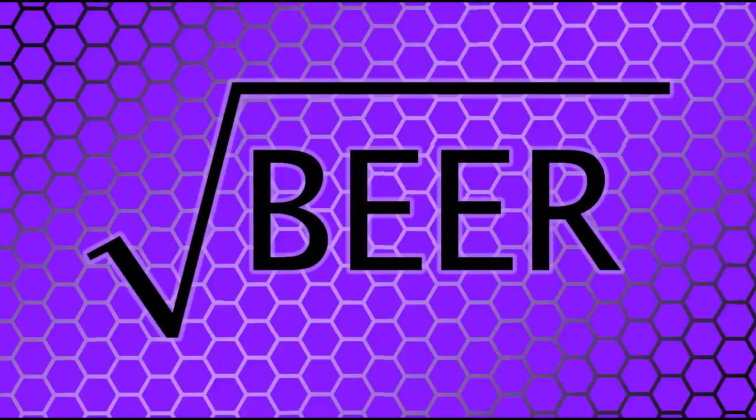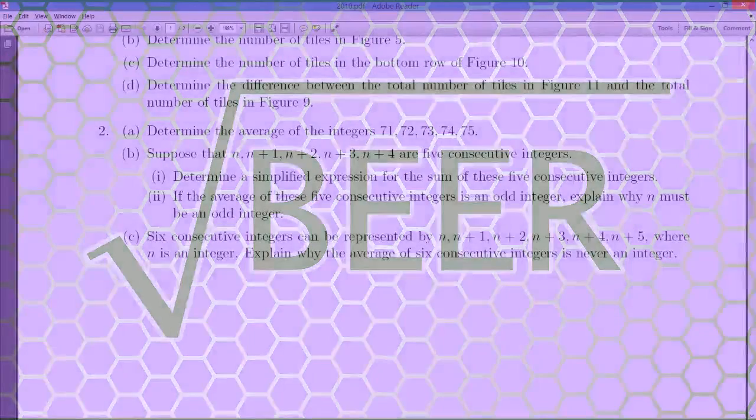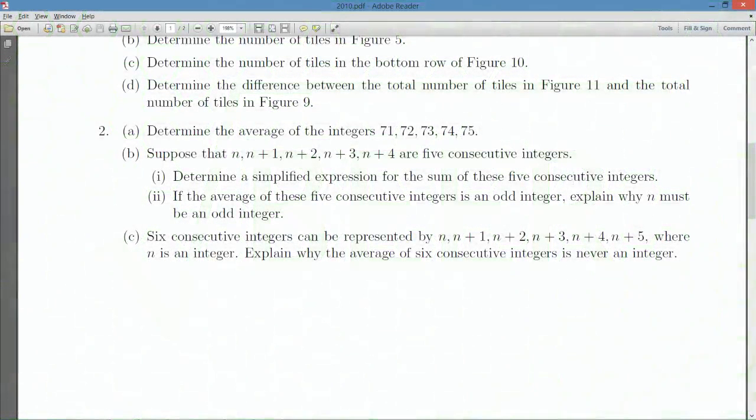We're going to continue on with the 2010 Fryer contest. So let's just jump straight in and take a look at it. We're on question number 2 right now. 2A. Determine the average of the integers 71, 72, 73, 74, and 75. So these guys are nice and in order.